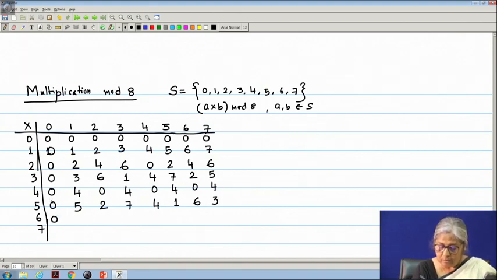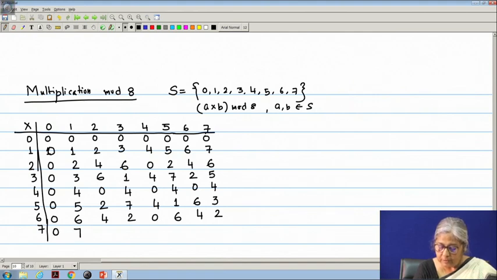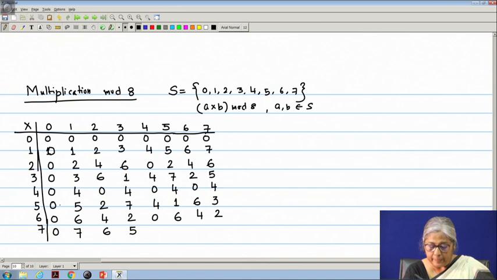Now, 0, 6, 4, this is 2 because 18 modulo 8: 8 into 2 is 16 plus 2; 24 modulo 8 is 0, then 30 is 6, again 4 and 2. 7 into 0 is 0, 7, 14 is 6, 21 is 5, 28 is 4, 35 is 3, 7 into 6 is 42, 42 modulo 8 is 2, and 7 into 7 is 49, 49 modulo 8 is 1.